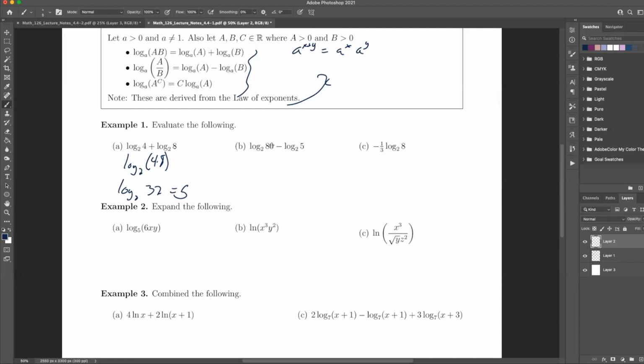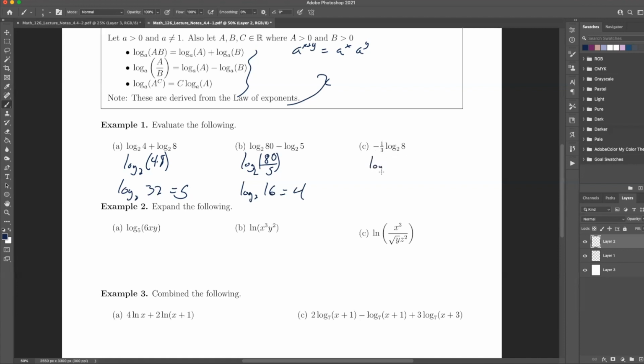Here I have log base 2 of 80 minus log base 2 of 5. Well, here I can write that as log base 2 of 80 over 5. And 80 divided by 5 is 16. So I have log base 2 of 16. Well, 2 raised to what power is 16? That's 4. And so you can answer some questions here. You can evaluate logs using these rules.